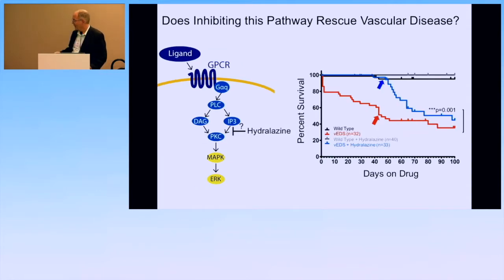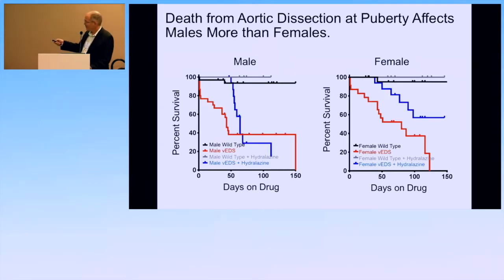We went on to try hydralazine, which remember works between IP3 and PKC. And here we saw something very interesting. Early on in the trial, hydralazine led to 100% survival compared to mice that were untreated, which were dying rapidly within those first 40 to 50 days. But right around the time of sexual maturity, the vascular EDS mice began to show very dramatic death due to aortic dissection. When we stratified this by gender, this is much more pronounced in the male vascular EDS mice than it is in the female mice.